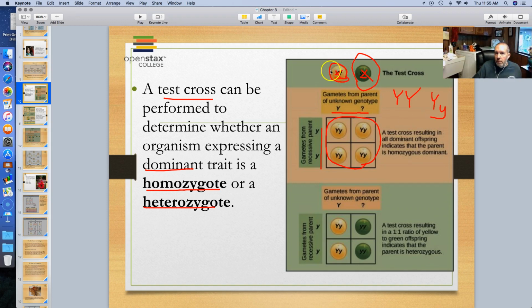And so remember, because this individual looks yellow, we don't necessarily know which of these two genotypes is present. The way we can figure out what is present is by doing a test cross. So in this case, all of our offspring are yellow. We know then that the only option for the other allele is that it's an uppercase, a dominant allele, like we had here. And this brings up this Punnett square.